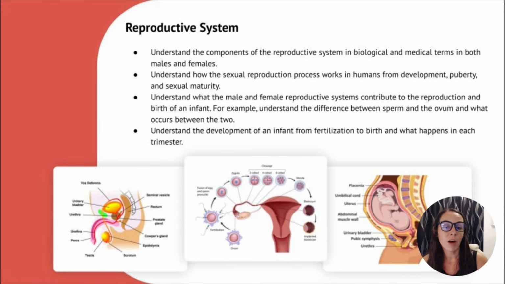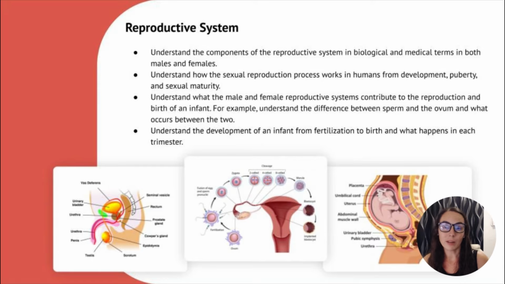You want to understand the components of the reproductive system in biological and medical terms in both males and females. You want to know what male and female reproductive systems contribute to the reproduction and birth of an infant. For example, understand the difference between sperm and the ovum and what occurs between the two.